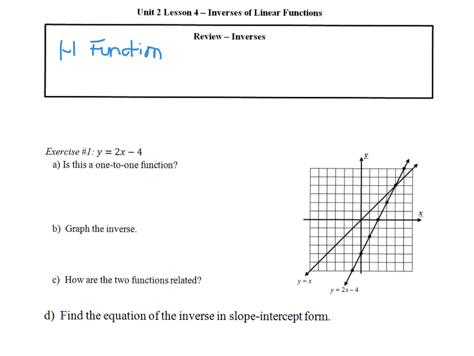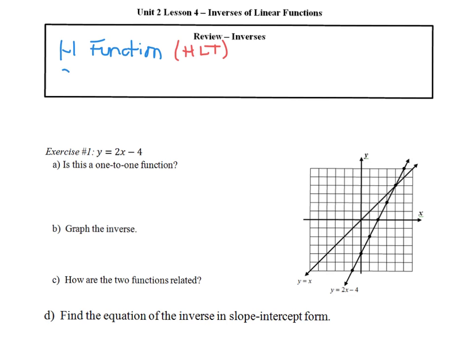So we're going to start with one-to-one. We know that in order to have a one-to-one function, it has to pass the horizontal line test to begin with. So today, looking at inverses of linear functions, the only linear function that's not going to be one-to-one is a horizontal line. All the rest of the linear functions will have an inverse because they do pass the horizontal line test.